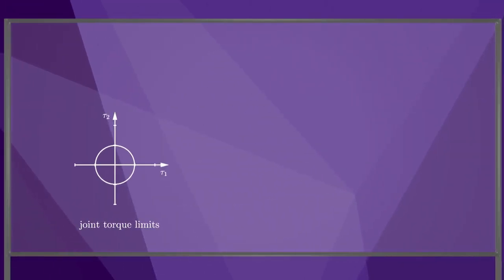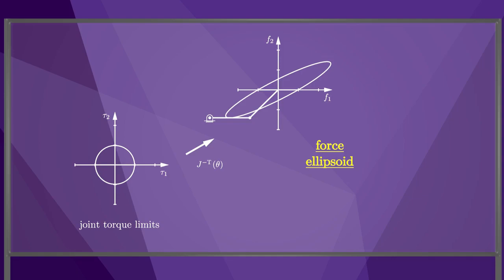It is easy to apply force in a direction that is hard to move and hard to apply force in a direction that it is easy to move. It is common to consider joint torque limits that are circular or more generally spherical. In this case, the torque limits map to an end effector force ellipse or ellipsoid. As with the manipulability ellipsoid, the force ellipsoid depends on the configuration of the robot.